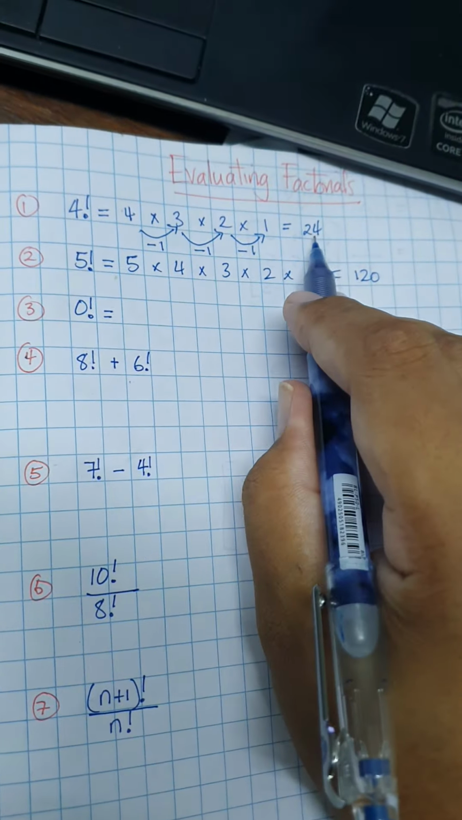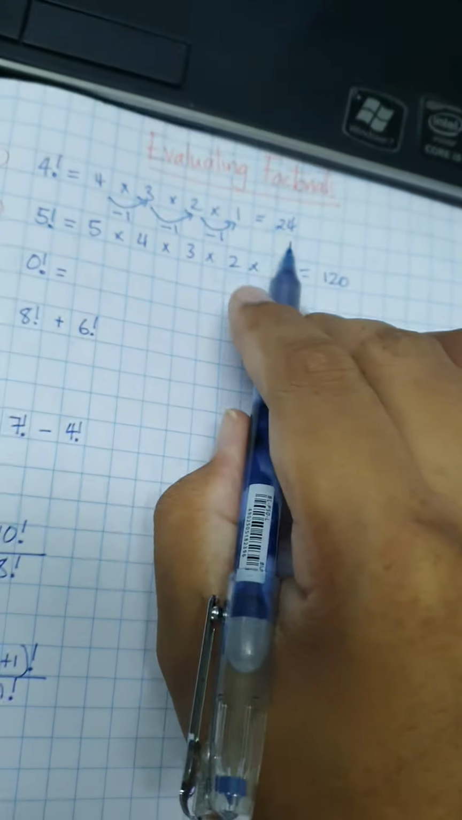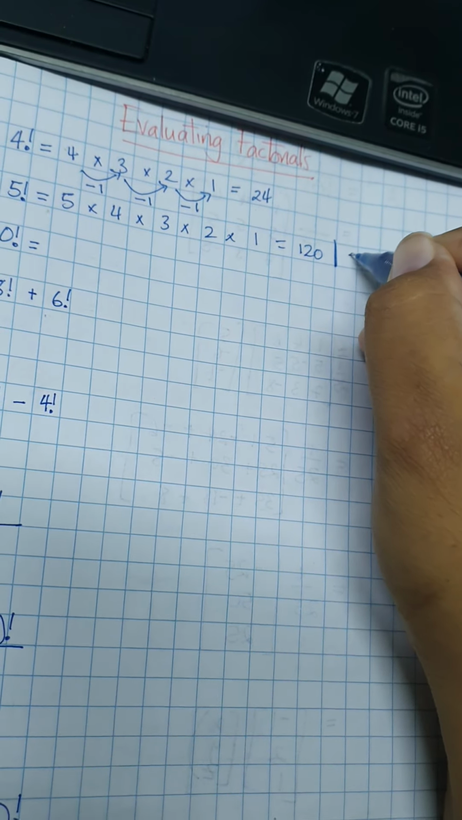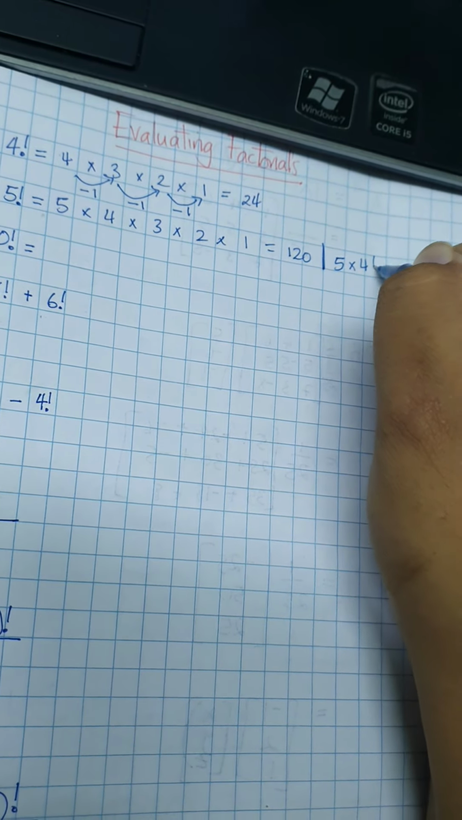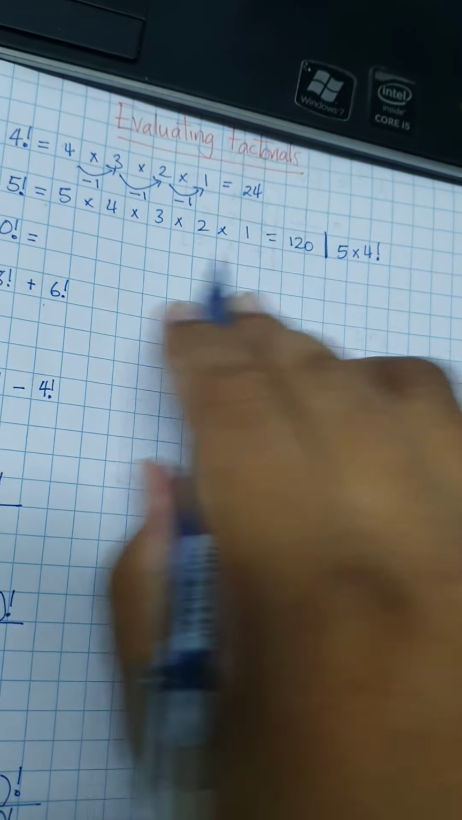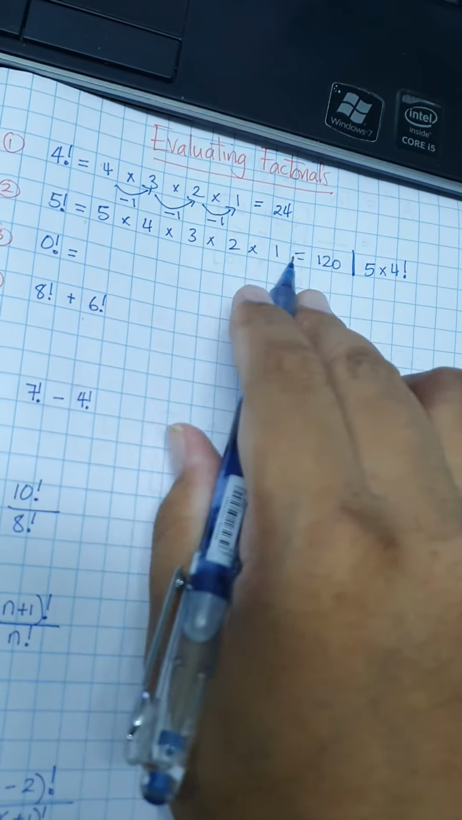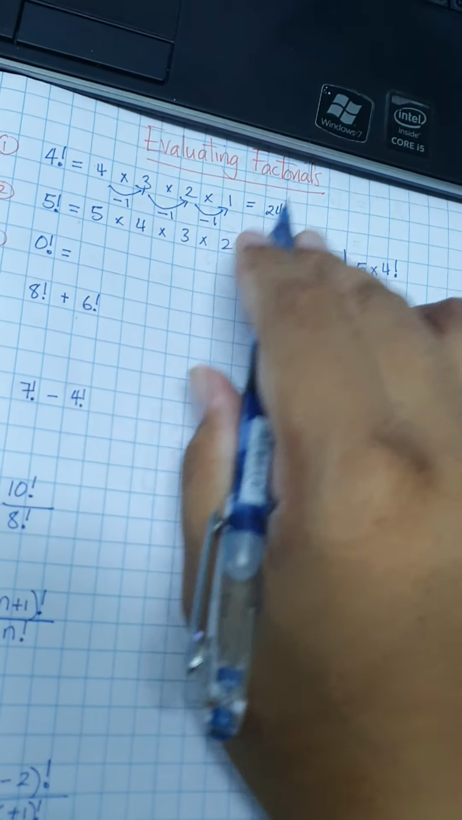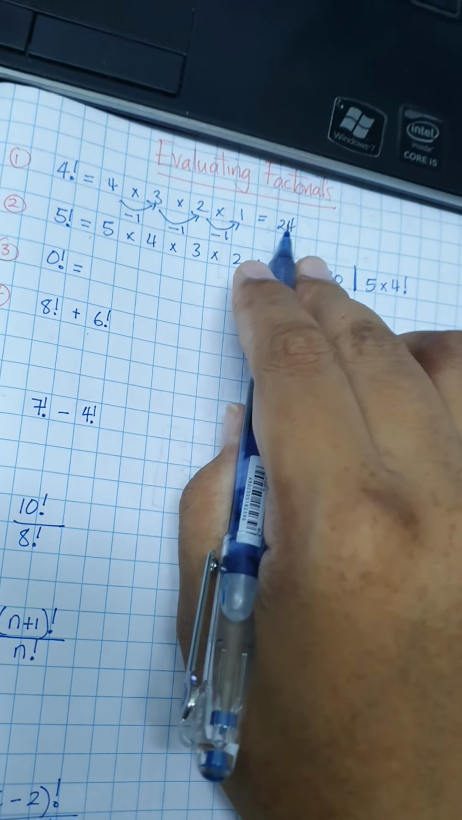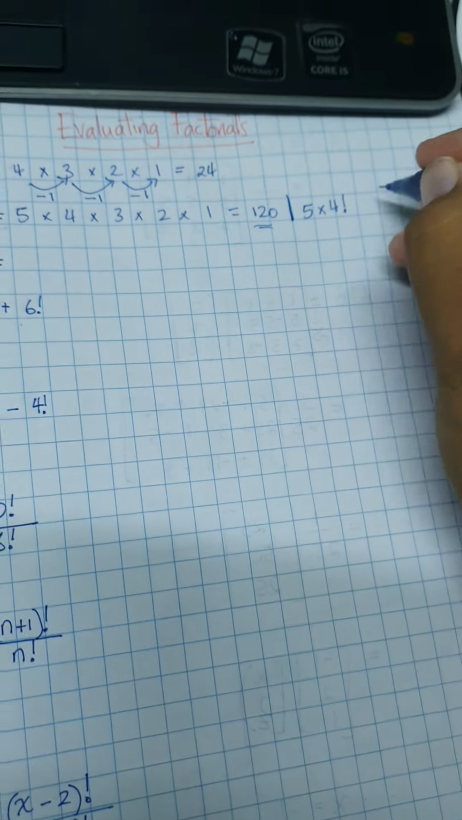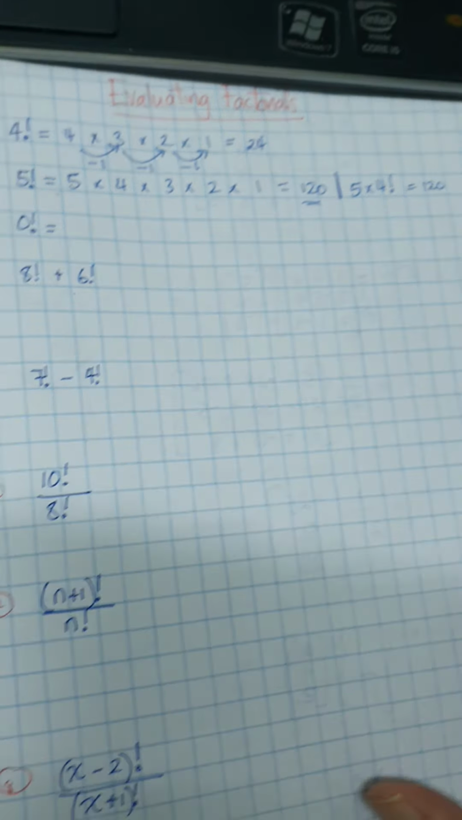But you already have your answer for 4 factorial. So similarly, for 5 factorial, you can just write 5 times 4 factorial, because 4 factorial is 4, 3, 2, 1. That's the same as 5 times 24, which is 120. So that's how you play around with factorials.